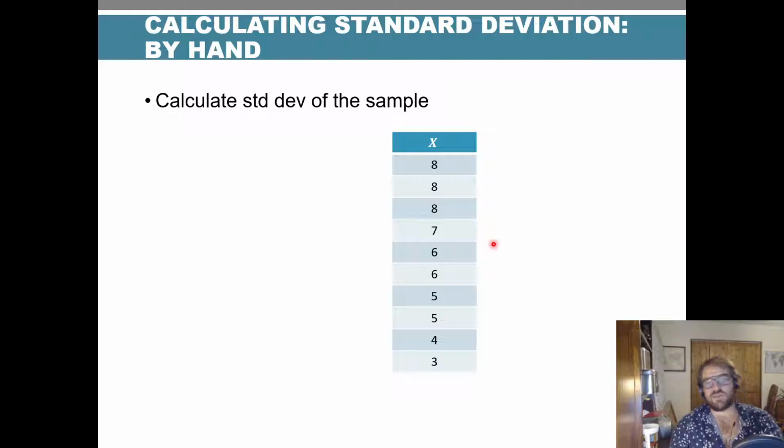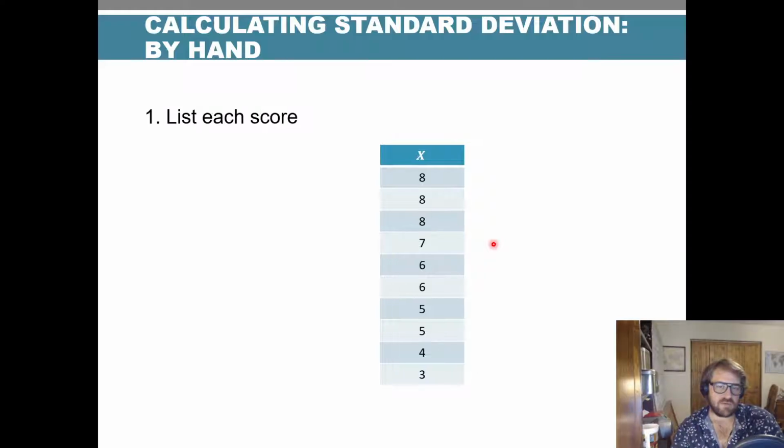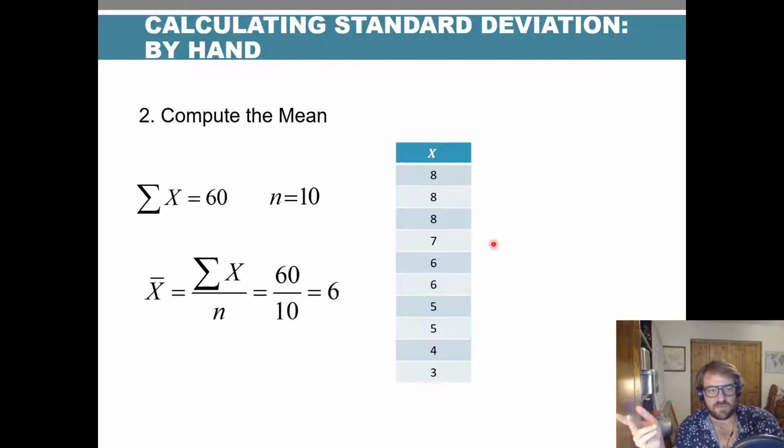Okay, so let's calculate the standard deviation here. We've got 10 values: 8, 8, 8, 7, 6, 6, 5, 5, 4, 3. The first thing you're going to do is list each score, but we already have that. Then you're going to find the mean. We sum all of these together, and that's 60. We've got 10 items. So 60 divided by 10 is 6.